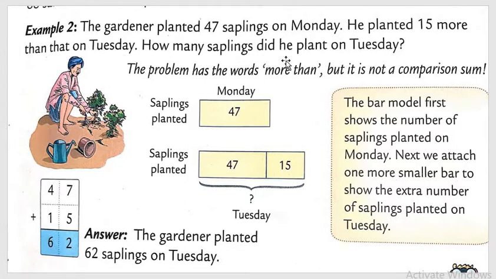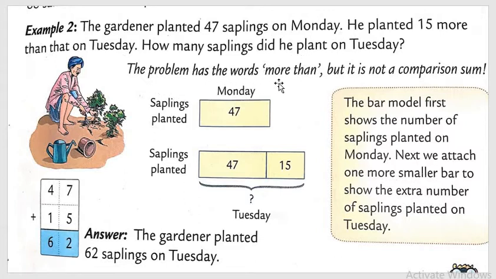How many saplings did he plant on Tuesday? Got my point, all students? The gardener planted 47 saplings on Monday and he planted 15 more than that on Tuesday. How many saplings did he plant on Tuesday?